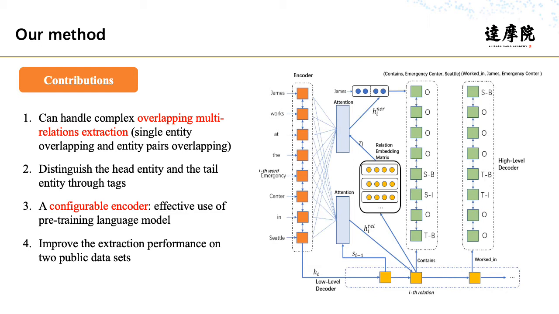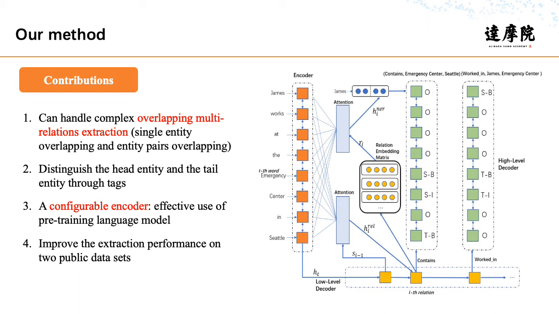Besides, our approach is configurable. We can apply different types of encoder, including the popular BERT. Moreover, our model is equipped with a hierarchical attention mechanism. One attention module in the low-level decoder is used to improve the performance of relation prediction, and the other in the high-level decoder is designed to integrate the current extracted relation to obtain a more accurate entity label sequence.